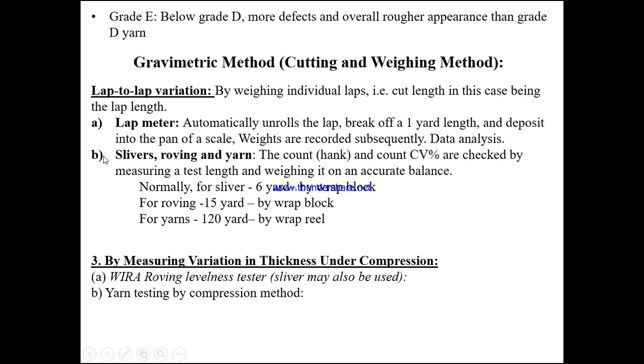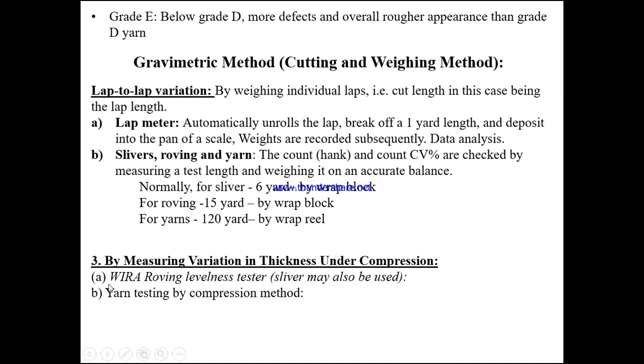Then come to the sliver, roving and yarn. The cutting and weighing method is similar, but the length will vary. In the case of sliver, the length will normally be 6 yards, which will be measured by a wrap block. In the case of roving, 15 yard lengths of the roving will be cut, and that is also measured by the wrap block. And in the case of yarn, a 120 yard lea will be prepared, which is measured by a wrap reel. The wrap reel you already know, you have seen in the laboratory. So these are the gravimetric methods.